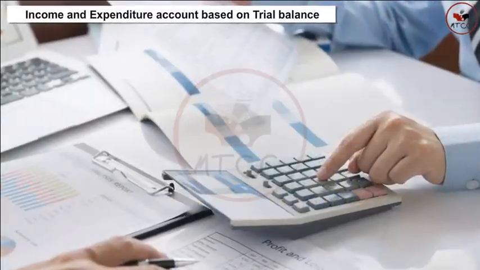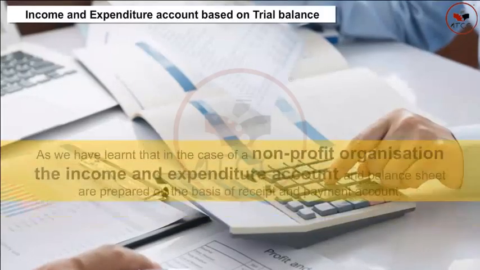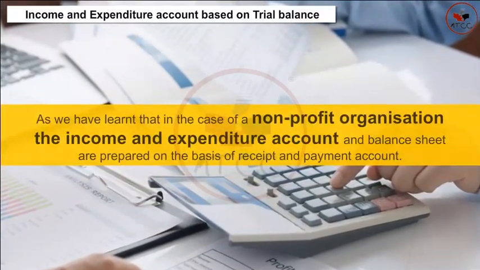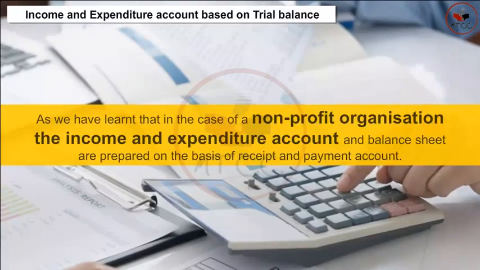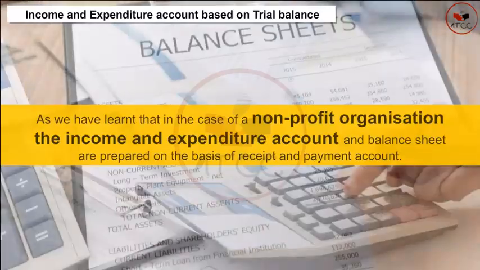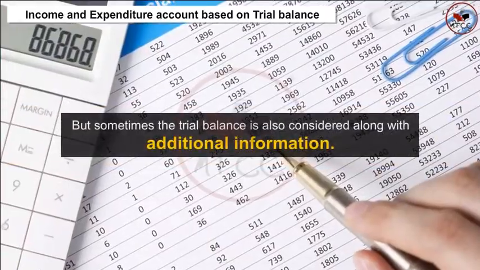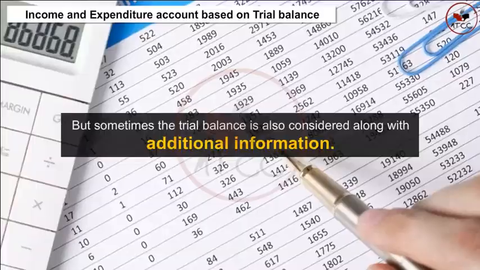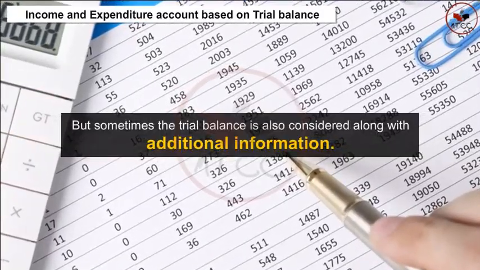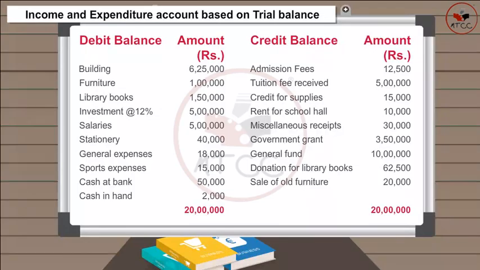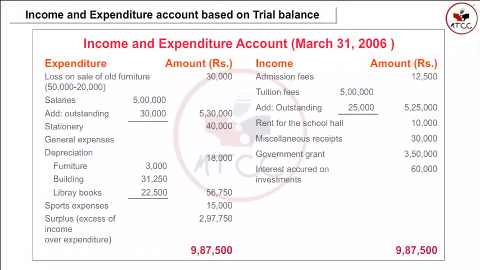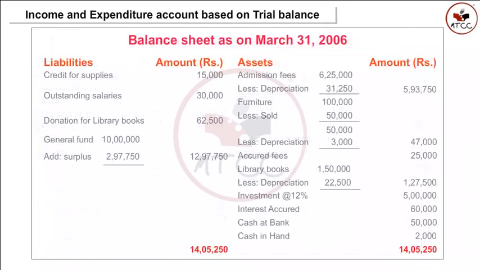Income and expenditure account based on trial balance. As we have learnt, in the case of a non-profit organization, the income and expenditure account and balance sheet are prepared on the basis of the receipt and payment account. But sometimes the trial balance is also considered along with additional information. For example, from the trial balance and other information given below for a school, prepare the income and expenditure account for the year ended 31st March 2006 and a balance sheet as on that day.